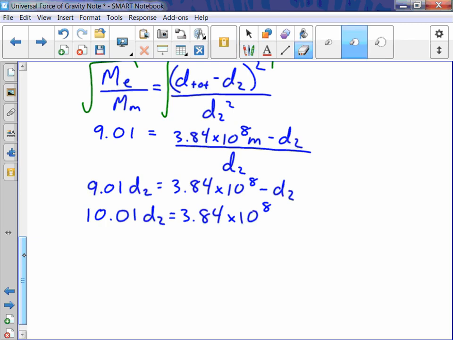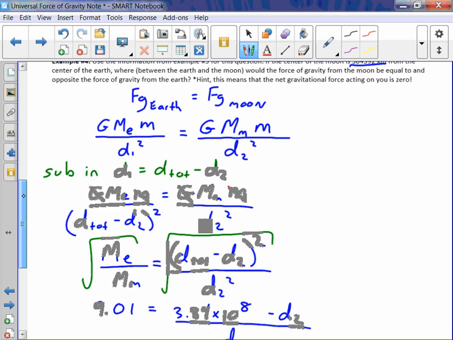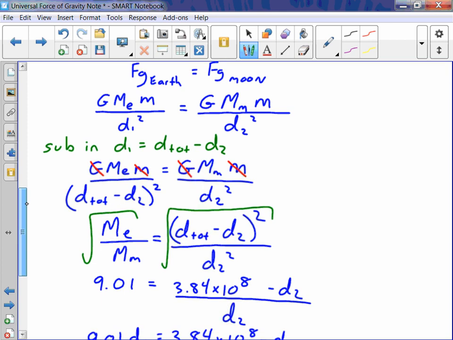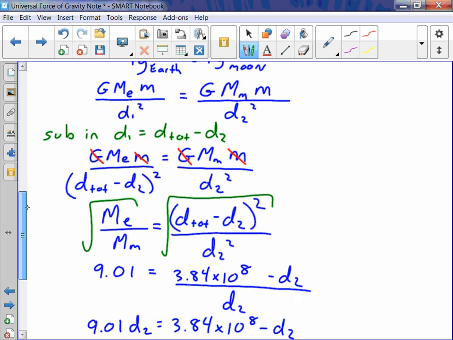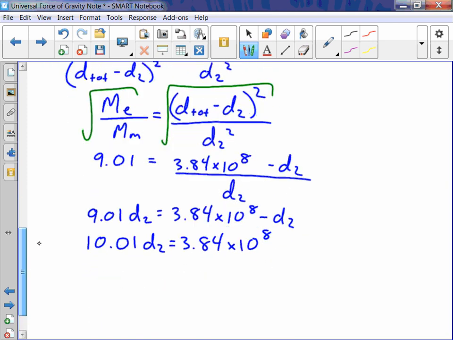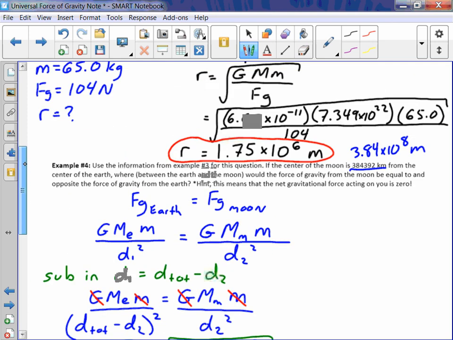We have 10.01 D2 equals 3.84 times 10 to the 8. So it's 38 million, 3.84 times 10 to the 7. Yeah, 3.84 times 10 to the 7. This is good.